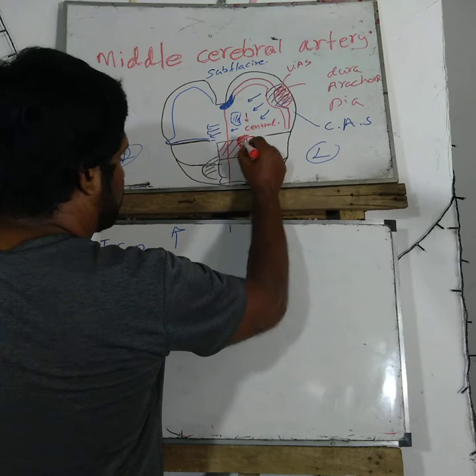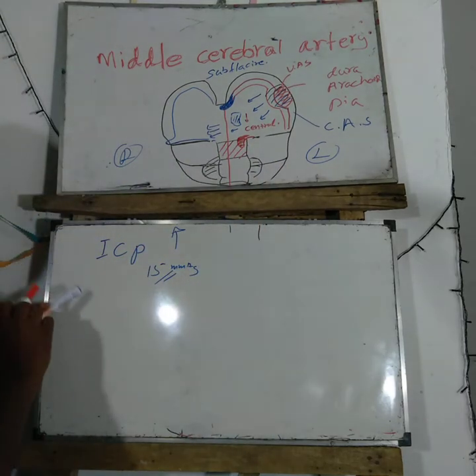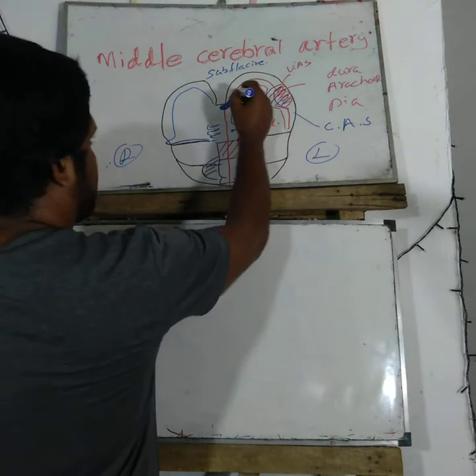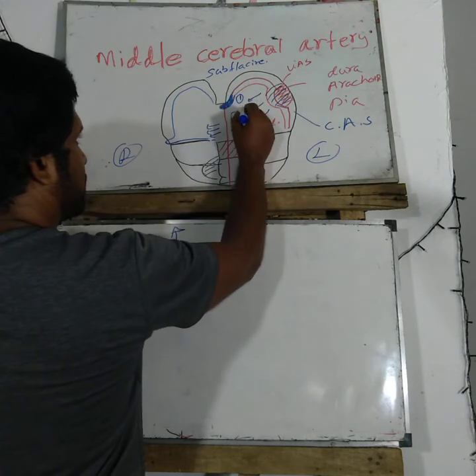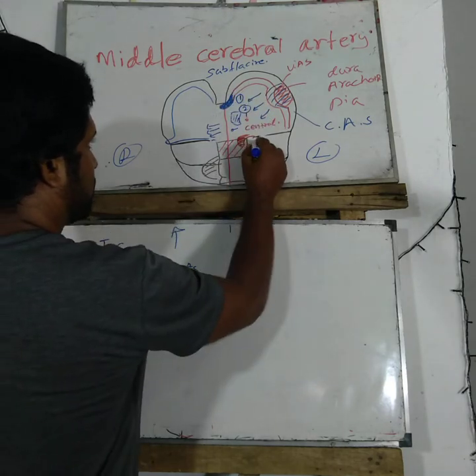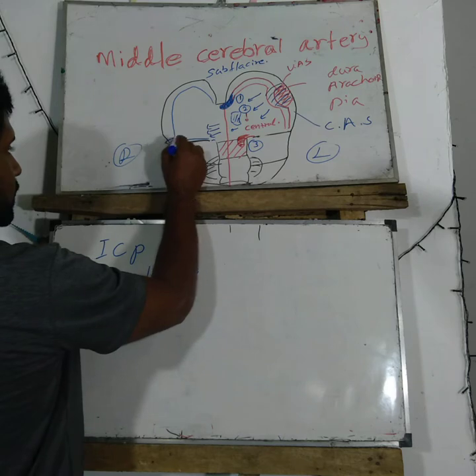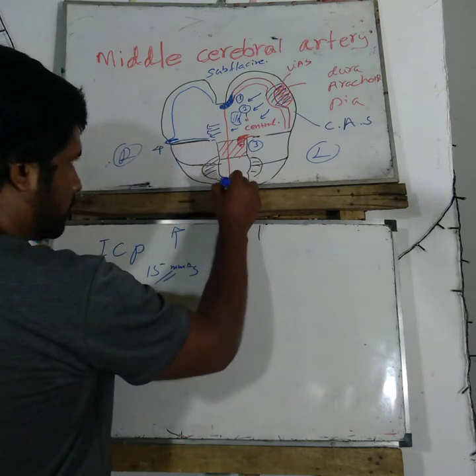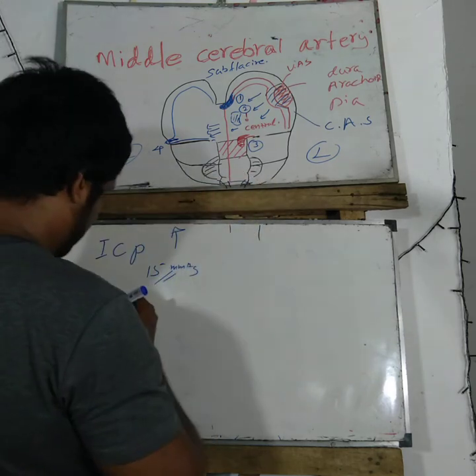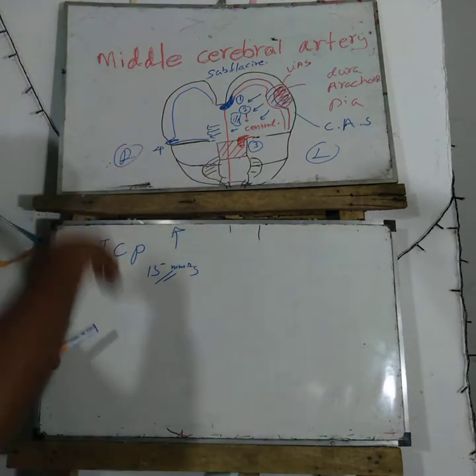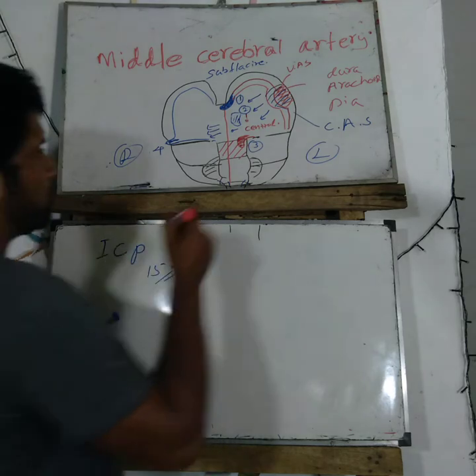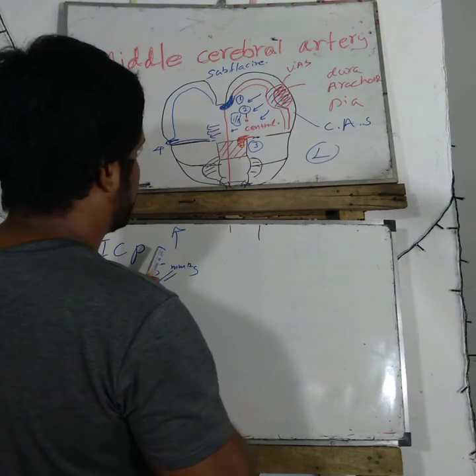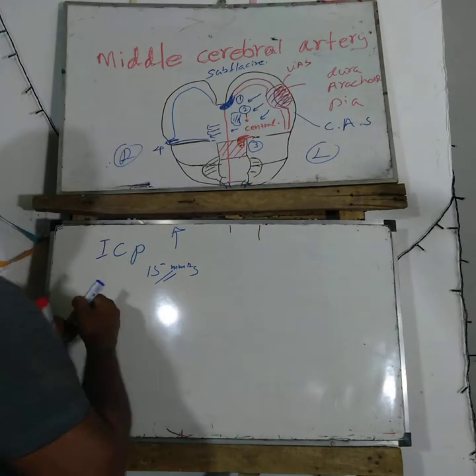This is the most important point. Herniation of the brain stem. This point is the 1. This is the 2. This is the 3. This area is the 4. Considering the herniation through the foramen magnum, it is also the 5. 4, 5.